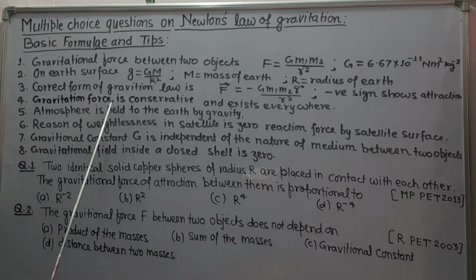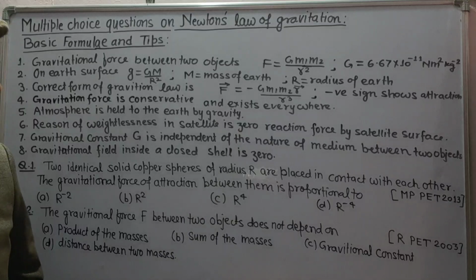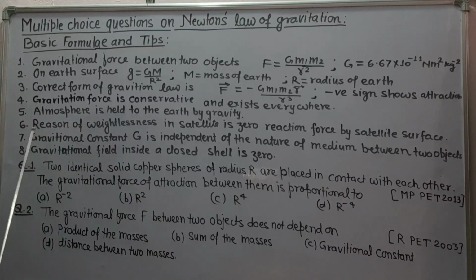Next, gravitational force is conservative and exists everywhere. Next, atmosphere is held to the earth by gravity. Next, weightlessness in a satellite is due to zero reaction force by the satellite surface. Next, gravitational constant capital G is independent of the nature of medium between two objects. Next, gravitational field inside a closed shell or surface is zero.